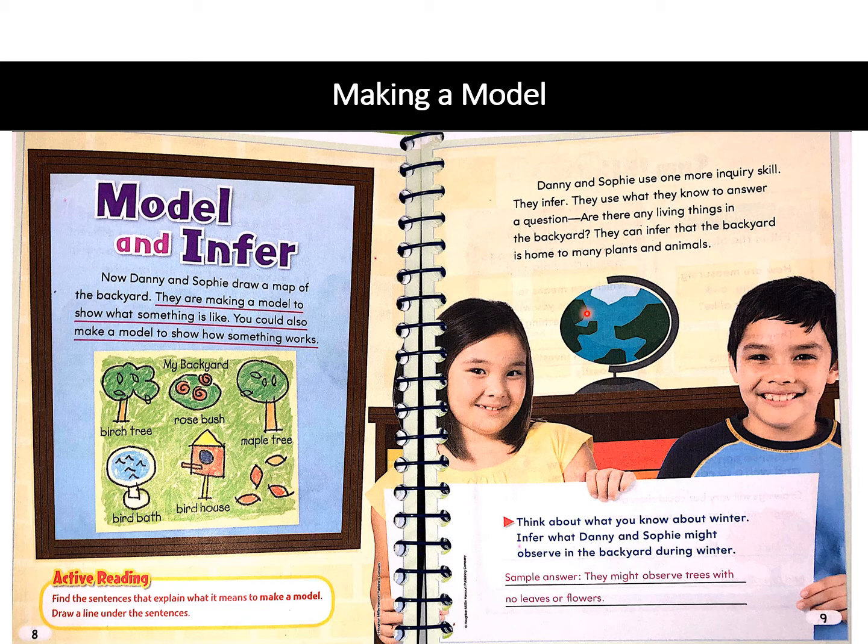Many plants and animals. Think about what you know about winter. Infer what Danny and Sophie might observe in the backyard during the winter. And here's an example answer. They might observe trees with no leaves or flowers. And if it's winter, and if it's in a snowy state, you might observe snow. Very good.